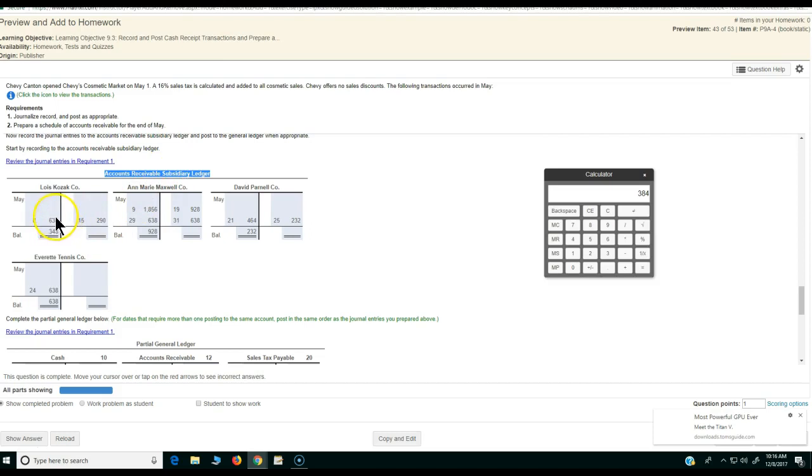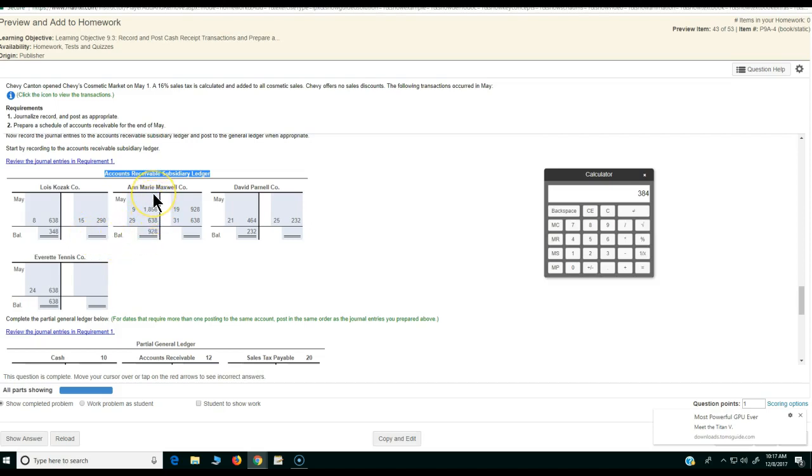We have the individual accounts. I'm not going to go back and forth, but remember Lois Kozak? We sold her, we debited accounts receivable, and then we gave her a credit of $290. You can back up and find the $290 credit and the $638 sale that we made to her. The balance of her account is $348. That's how much she owes us at the end of the month after all postings have been made.